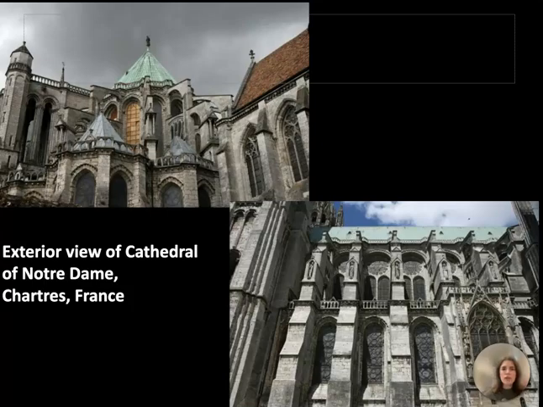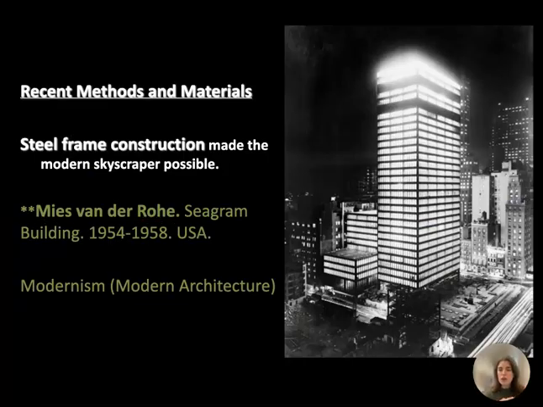All right, just a couple of views so you can see the kind of bumpy quality of those flying buttresses coming out from the structure. All right, just to finish up, we're going to look at two examples of modern methods for building. So there was a modernist architect named Mies van der Rohe.